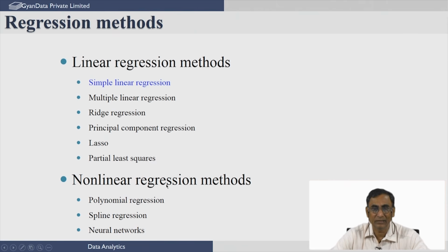Of course, in nonlinear regression there is again a plethora of methods. I have only listed a few examples. You could have polynomial or spline regression, where the type of equations or functional relationship you specify a priori. You can have neural networks, or today support vector regression. These are methods that are used to develop nonlinear models between the dependent and independent variable. Now, let us take only the simple linear regression and go further.